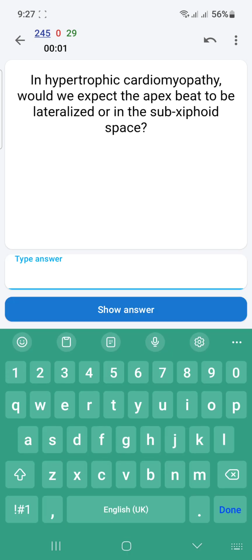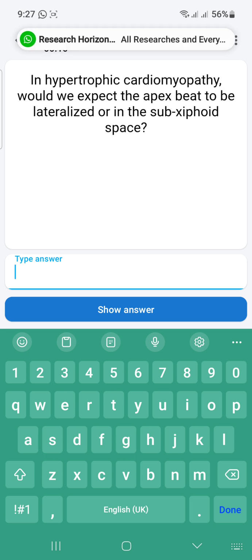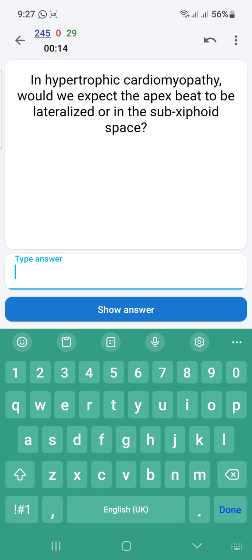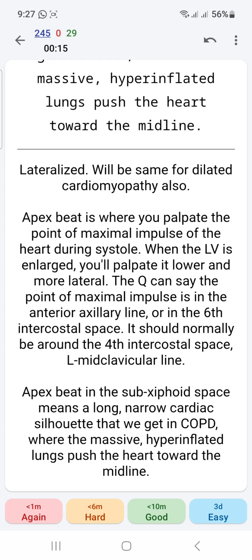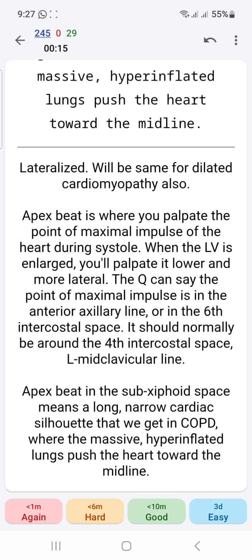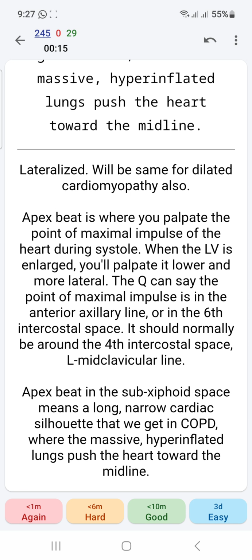Easy. In HOCM, what would you expect the apex beat to be, lateralized or in the subxiphoid space? Lateralized. It will be the same for dilated cardiomyopathy also. Apex beat is where you palpate the point of maximal impulse of the heart during systole. When the LV is enlarged, you will palpate it lower and more lateral.